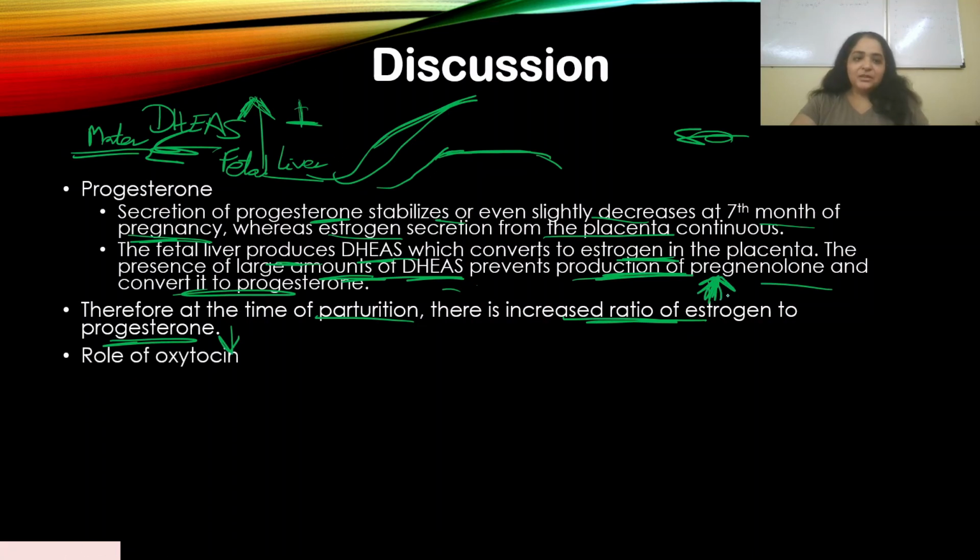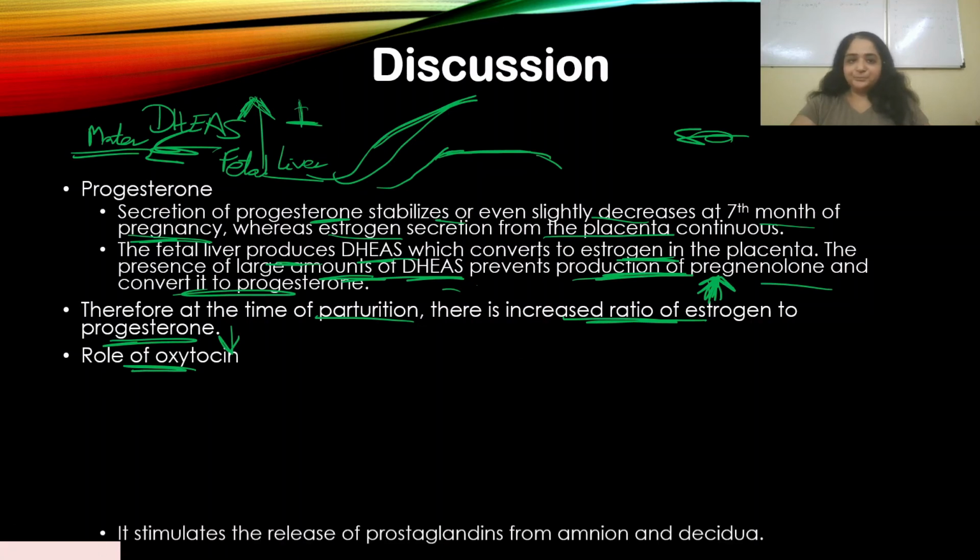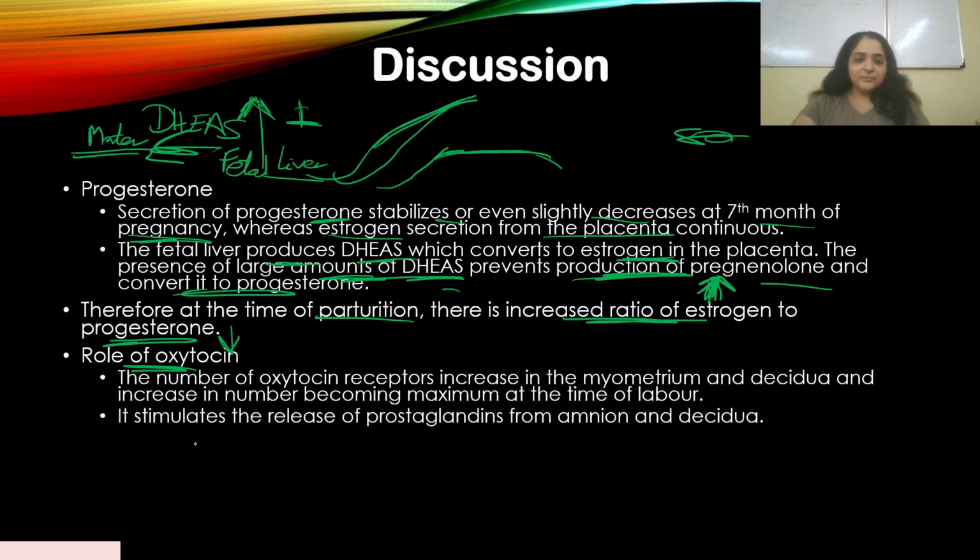Okay, so this is the role of estrogen and progesterone. What is the role of oxytocin now? The number of oxytocin receptors increases in the myometrium and decidua, becoming maximum at the time of labor. Okay, so the number of receptors basically increases at the time of parturition. So it allows for more oxytocin to bind. All right, it stimulates the release of prostaglandins from amnion and decidua. Along with estrogen, oxytocin also plays a role in secretion of prostaglandins.